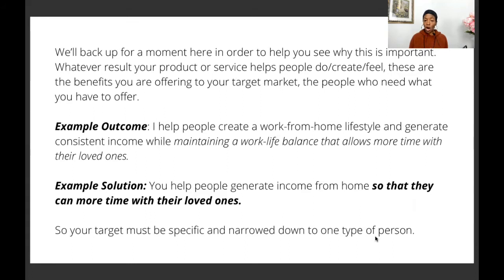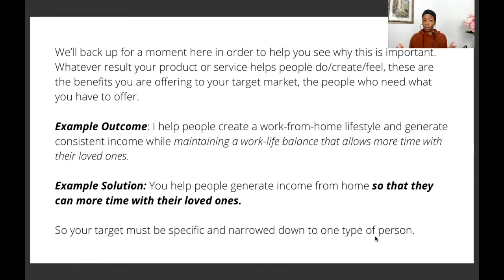If you are helping people create a work from home lifestyle, that doesn't mean that the people that are trying to work from home are looking to necessarily maintain work-life balance, or spend time with their loved ones. It's the ones that are looking for this balance that is going to allow them to spend more time with their family. It's those people that are going to be like, yes, I need to look into that.